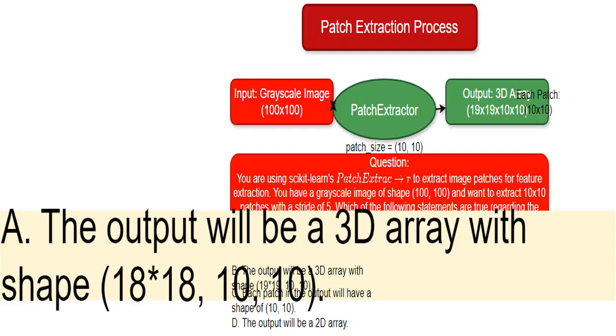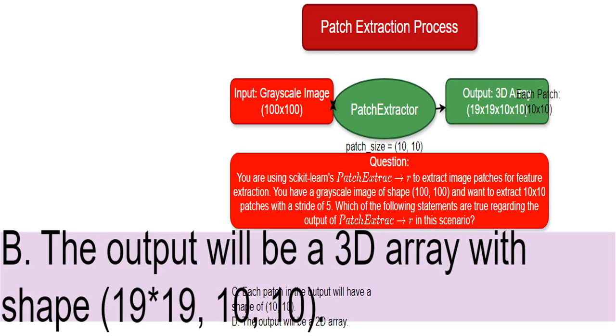This option is wrong. It incorrectly calculates the number of patches, using 18 instead of 19 patches per axis. I calculate the number of patches along each axis like this: (image_size - patch_size) / patch_stride + 1 equals (100 - 10) / 5 + 1 equals 19. This is correct. It accurately matches my calculation of 19 patches along each axis, giving a total of 19*19 patches.